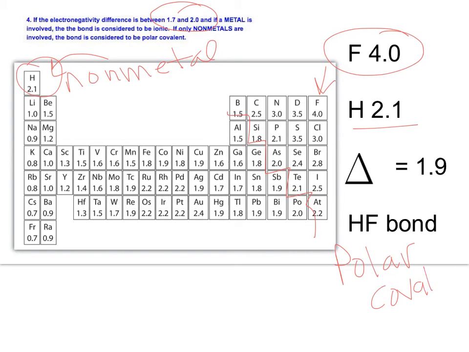And the electrons are going to be pulled more towards the fluorine side of the bond because it is more electronegative. And then the hydrogen end of the bond is going to have less electronegativity than the fluorine side.